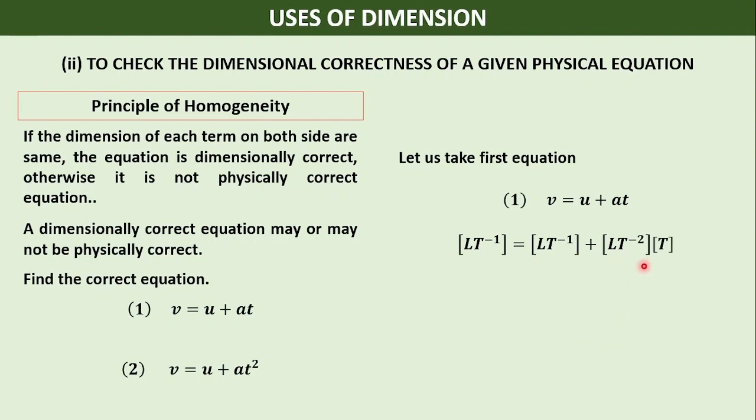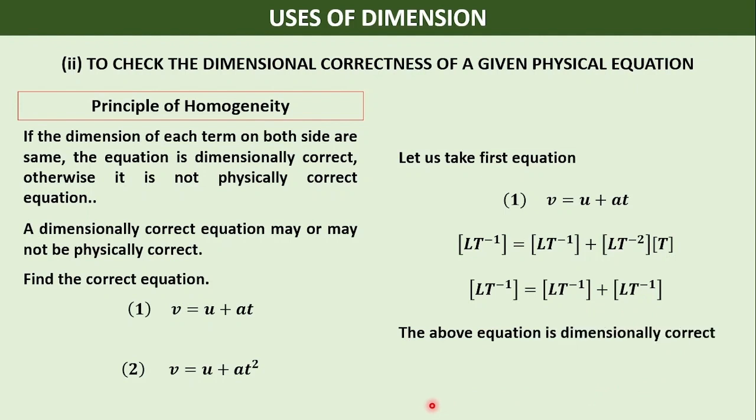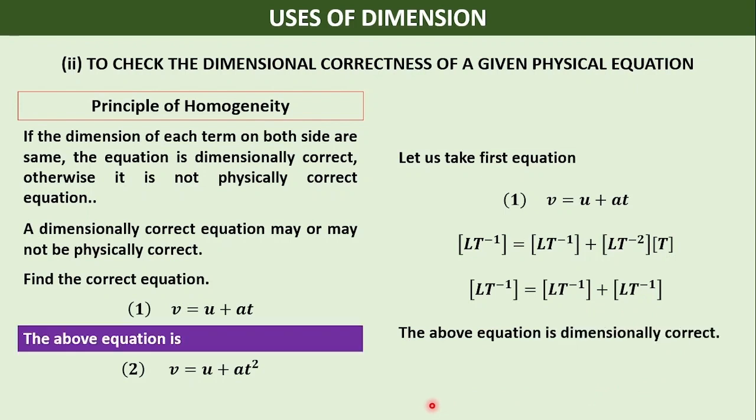LT power minus 2 and the T multiplies, we get LT power minus 1. So, in this equation on both sides, each term has the same dimensional formula. So, LT power minus 1, LT power minus 1, LT power minus 1. So, it is dimensionally correct. The above equation is dimensionally correct.